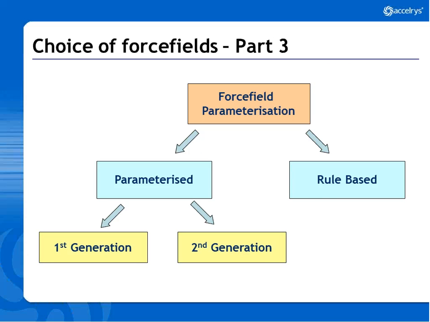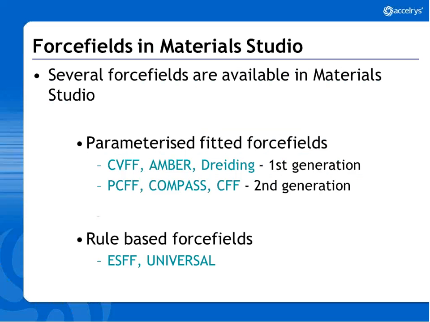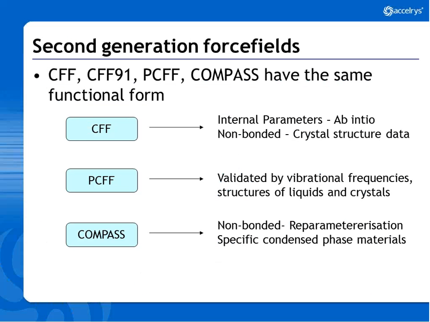Basically, there are parameterized first and second generation rule-based force fields, and within Material Studio we actually support a whole range of different force fields. So we support CVFF, AMBER, we support legacy bridging, PCFF, COMPASS, first, second, and third versions of that, the CFF, and those last three are what we call second generation. We also support rule-based force fields, the original Tony Rappé work on Universal, and the ESFF force field, where there have been a number of different publications recently. What is important is that some of these have similar functional forms, and we actually support the editing of those, and obviously there's improved accuracy.